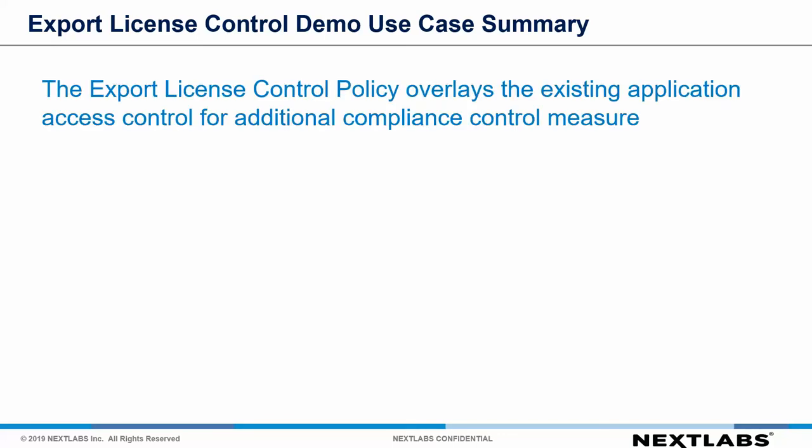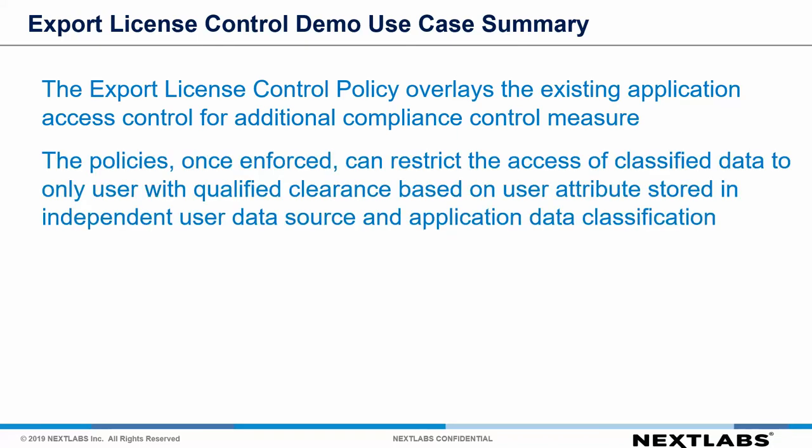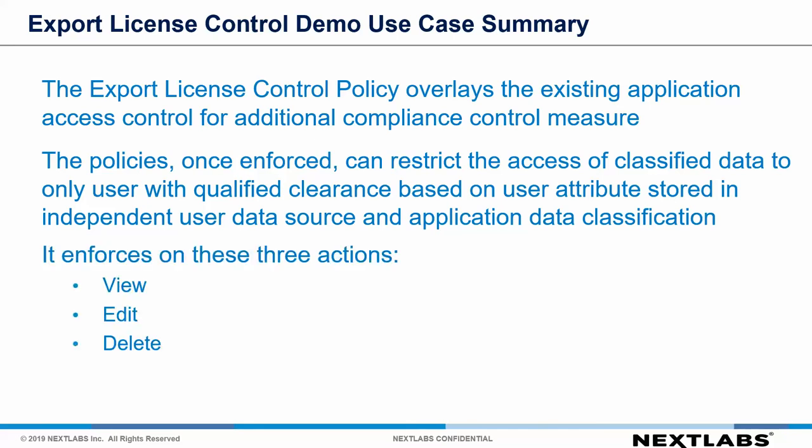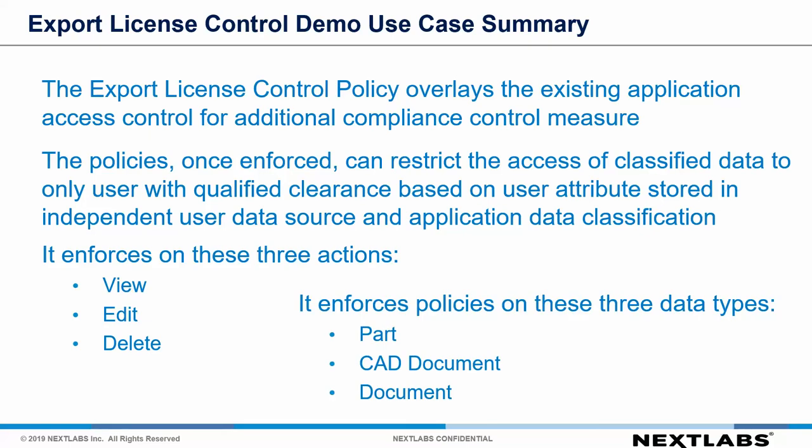The export license control policy is something that overlays the existing application access control for additional compliance and control measures. The policies, once they are enforced, can restrict certain access of classified data to only users with qualified clearance and based on certain user attributes that are stored within an independent user data source and the application data classifications. It enforces on these three actions, in this case view, edit, and delete, and the policy itself enforces these three data types: part, CAD document, and document itself.